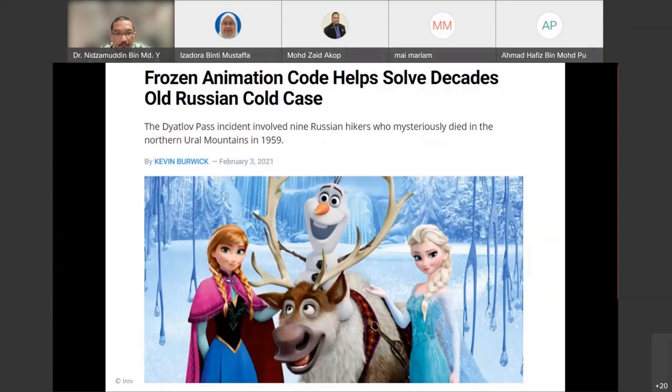And then for the frozen animation case, Johann Gaum, who is the head of the Swiss Federal Technical Institute's Snow Avalanche Simulation Laboratory, was watching the movie, and he saw that the snow movement in the movie was realistic. And so he asked for the code from the Disney animators. But this is when destiny, ada jodoh.